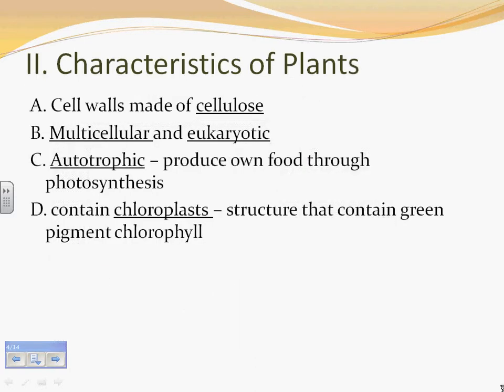Characteristics of plants. Plants have cell walls made of cellulose. They are multicellular and eukaryotic. They are autotrophic, which means they produce their own food through photosynthesis, and they contain chloroplasts, which are structures that contain the green pigment chlorophyll.